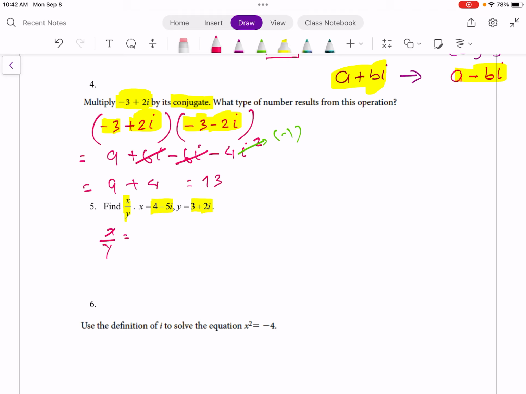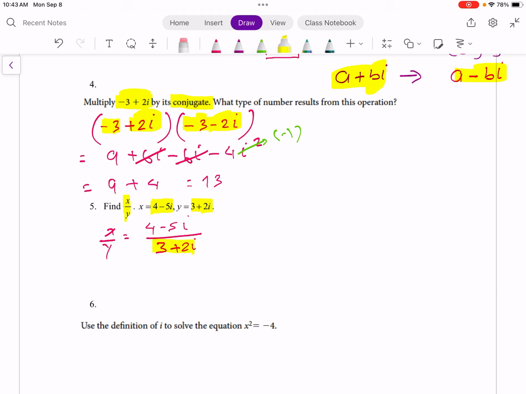At first, we replace our x by 4 minus 5i. Then you replace your y by 3 plus 2i. Any question here? You just replace x by the given number and y by the given number. Now, we have to divide here. When we divide, in our denominator, we have 3 plus 2i.